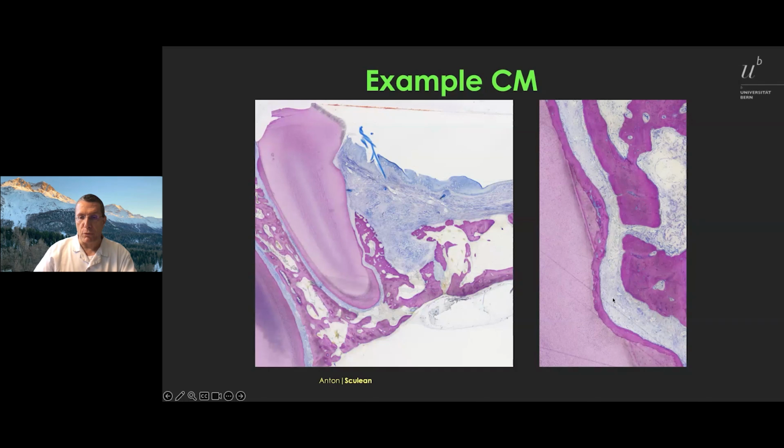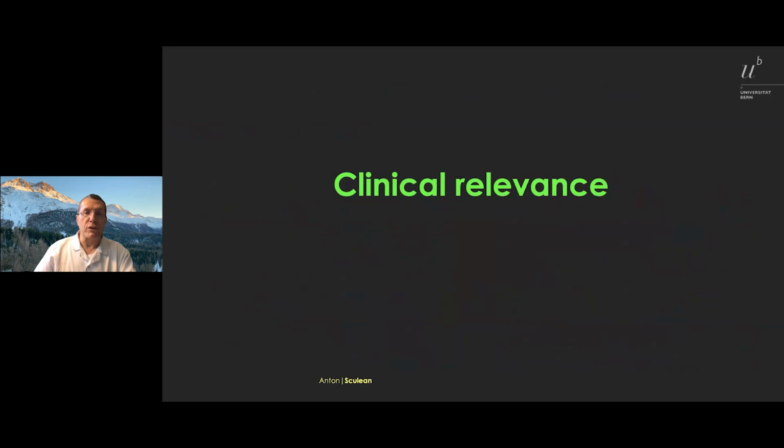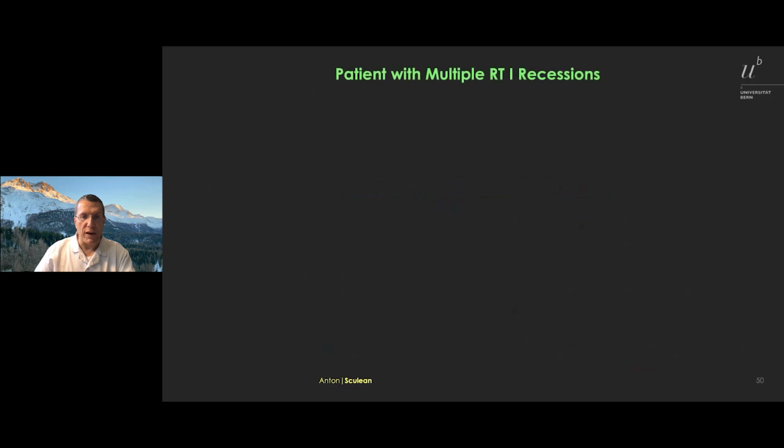We have the periodontal ligament space and bone formation, indicating the biologic potential of this material. And at a high magnification, you can clearly observe the bone with inserting collagen fibers. And this is a unique feature that we have observed for the first time. What is now the clinical relevance of these findings?